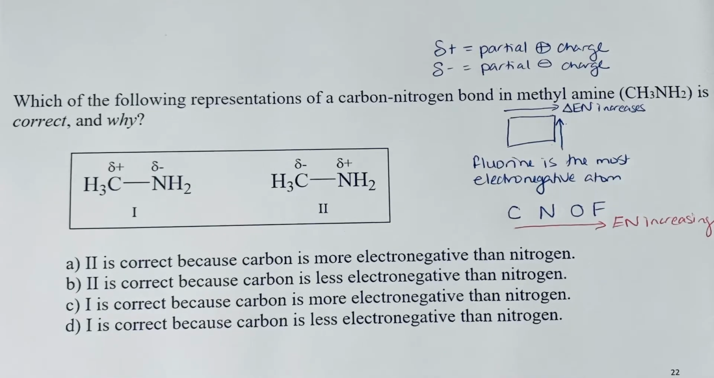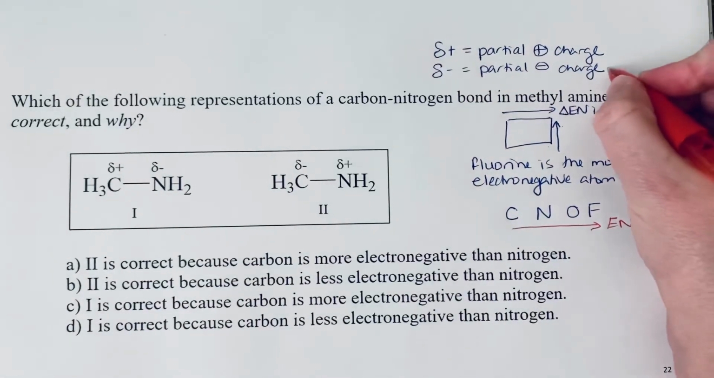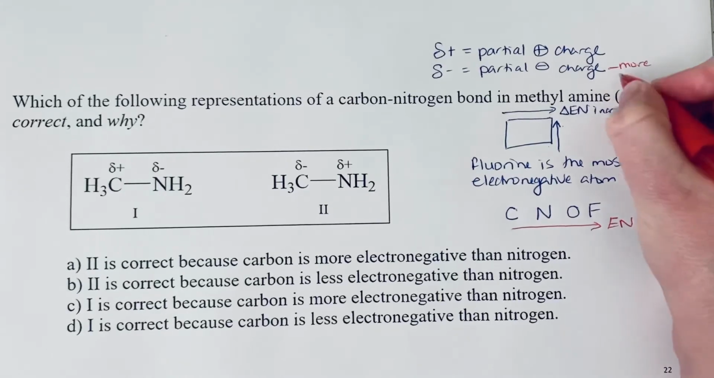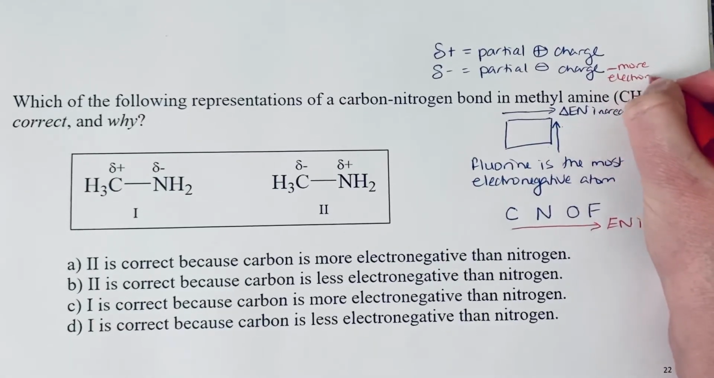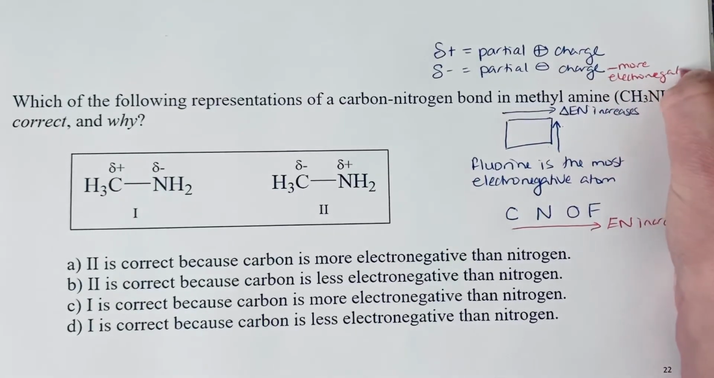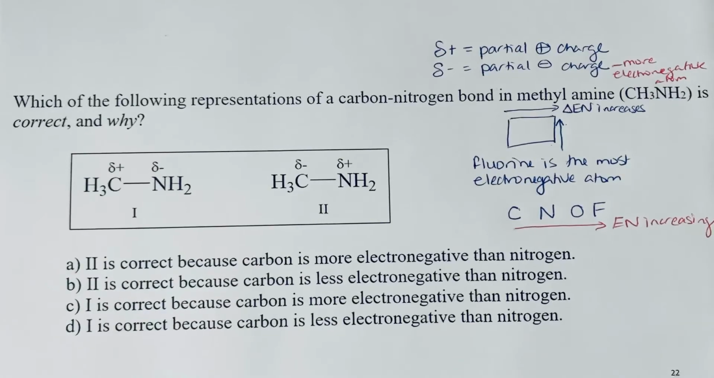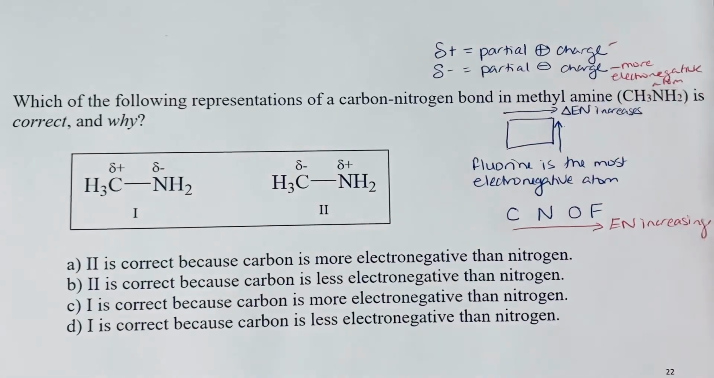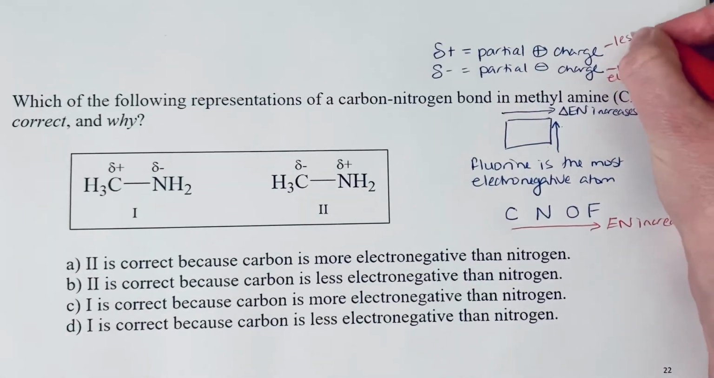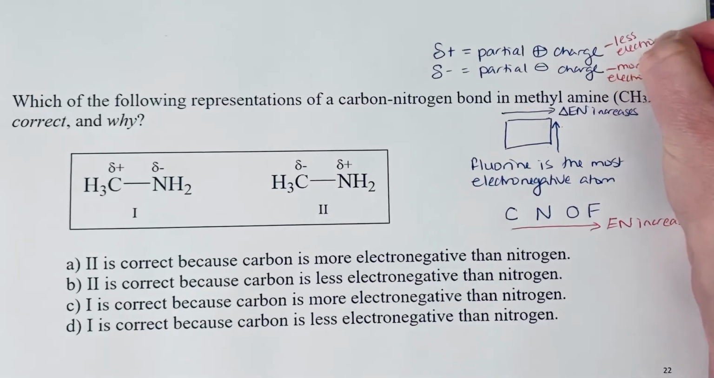So electronegative means it's going to draw electrons towards itself. Electrons are negatively charged, so that partial negative charge is going to be on the more electronegative atom, which means that the less electronegative atom is having its electrons tugged on, so that's what's going to have the partial positive charge. The partial positive is going to be on the less electronegative atom.